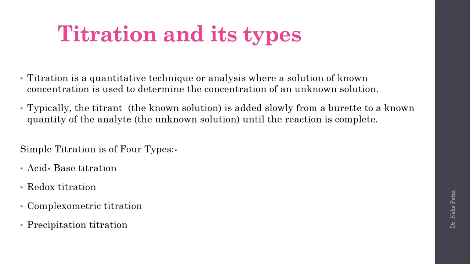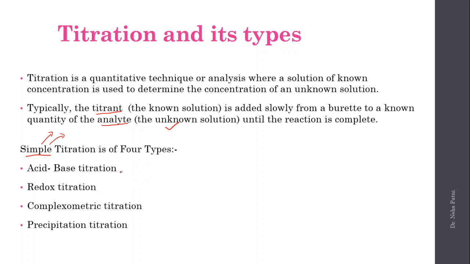I hope you remember that titration is just a method in which we allow the titrant and analyte to react together in order to find out the concentration of the analyte present in the solution. By principle, there are four types of titration. However, by method, we have three types: simple titration, double titration, and back titration.